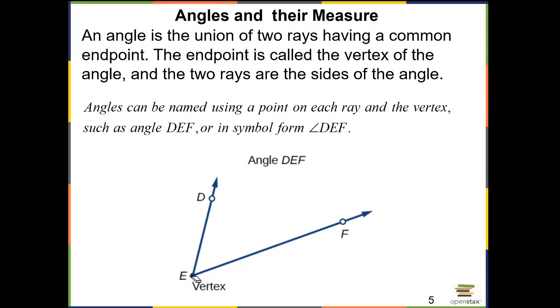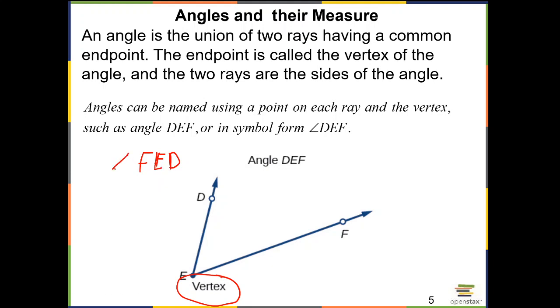Now, if two rays intersect at their end point, then we have an angle. So this is an angle right here. As you see, the way we name angles is by writing 2 points on 2 rays and one at the point of intersection, which we call the vertex of the angle. So you can call an angle DEF, or you can also call it FED if you want to, as long as the vertex is in the middle.